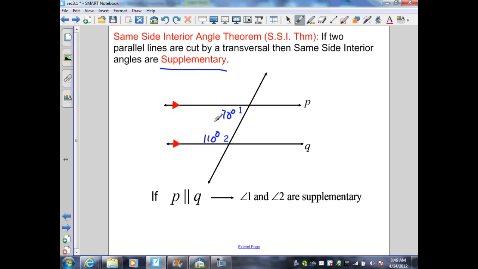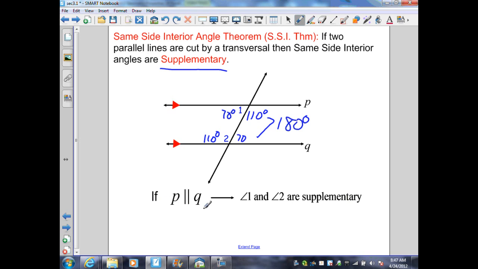I know that all sets of same side interior angles are supplementary. For example, I can prove that by a linear pair. If this is 110, this is 70, or also alternate interior angles are congruent. I can also say alternate interior angles are congruent. And if I check the other set of same side interior angles, 110 and 70, again, are supplementary.